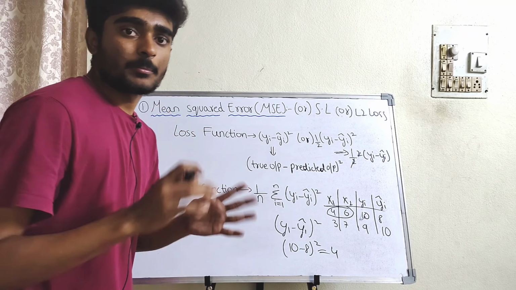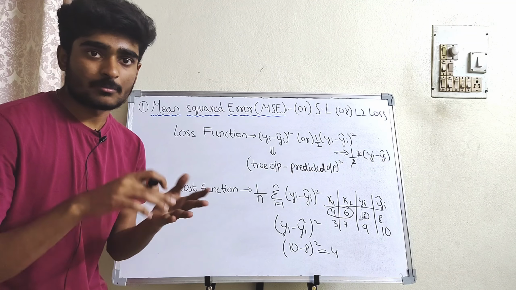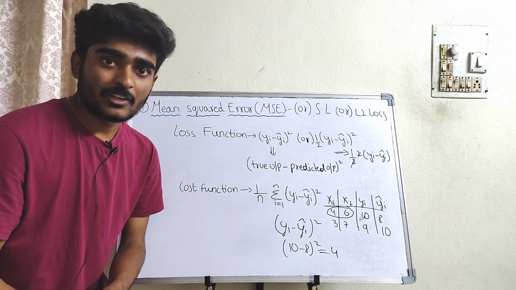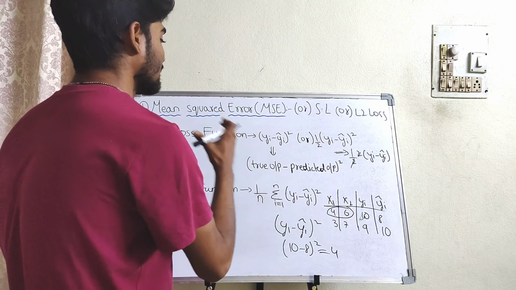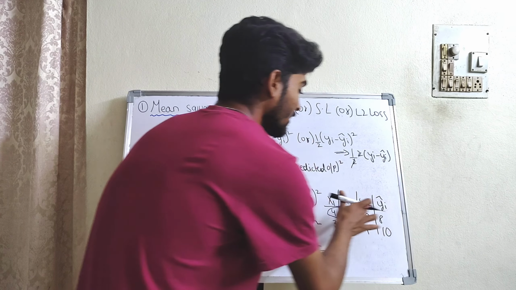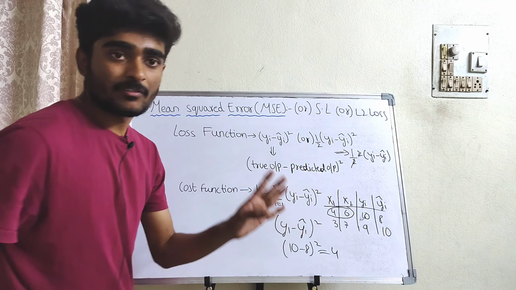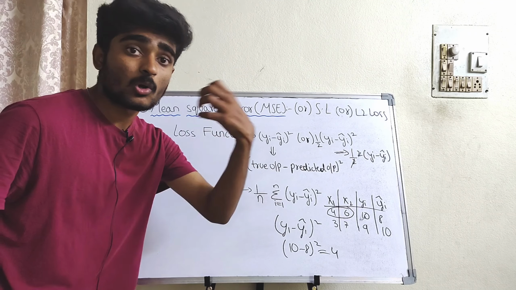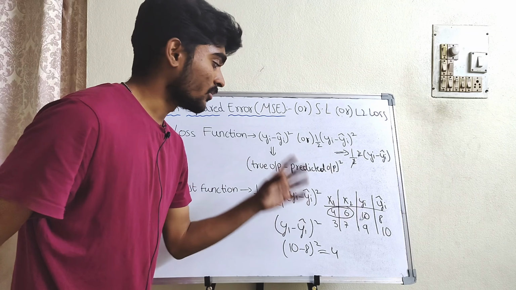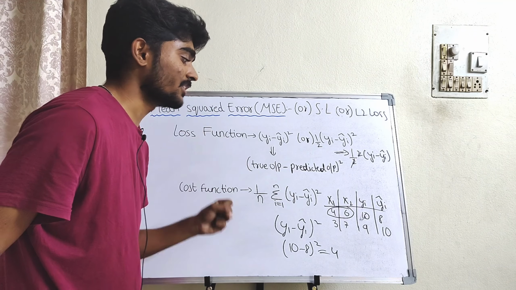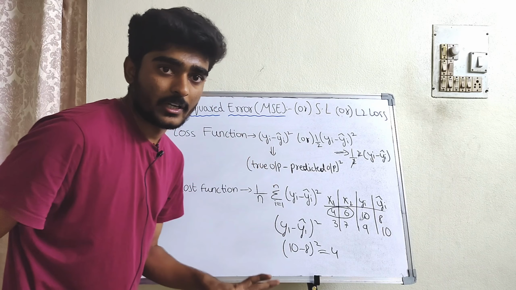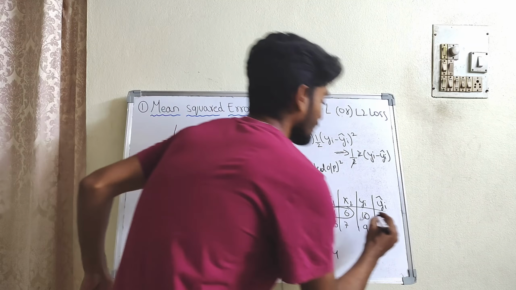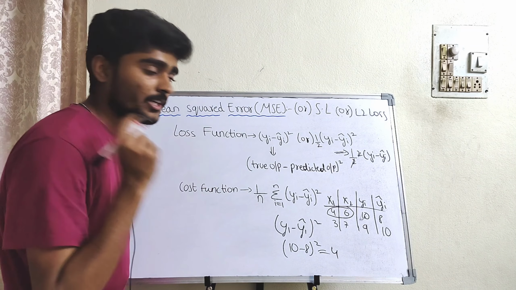Generally, people say that the loss function is similar to the cost function, but the loss function is entirely different from the cost function. The loss function is calculated for a single training example, for individual training examples, but the cost function is determined for the overall data. Now let's understand with a small intuition.